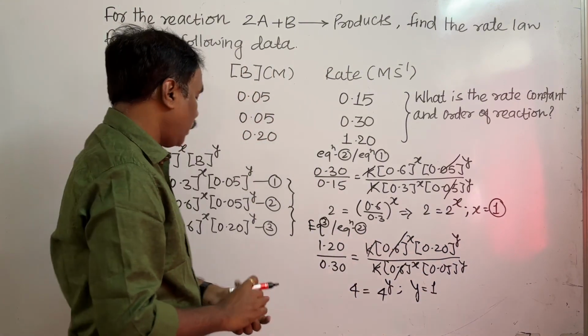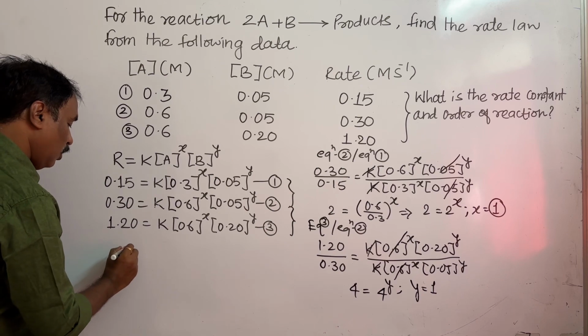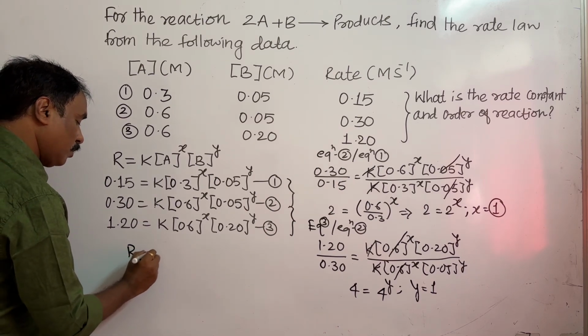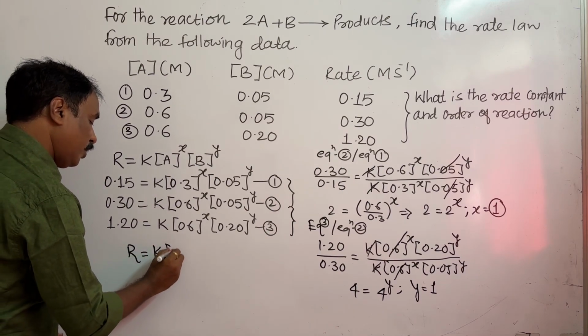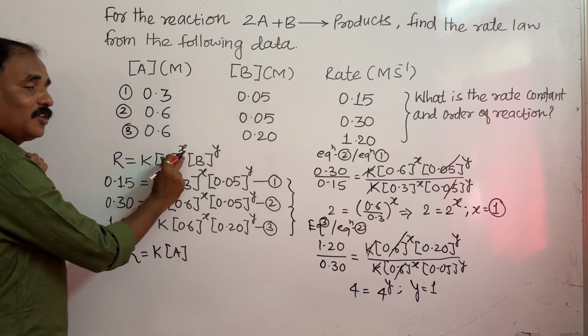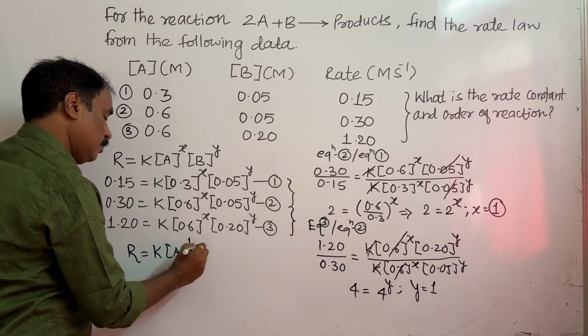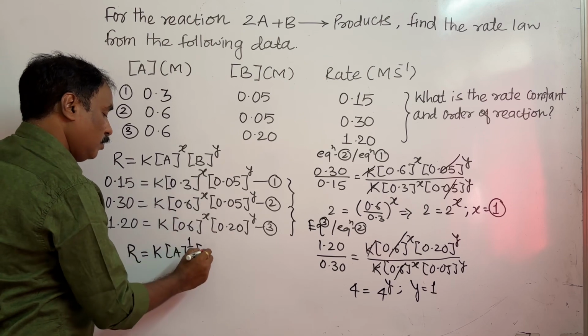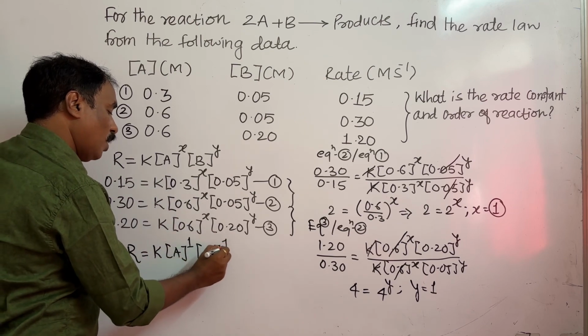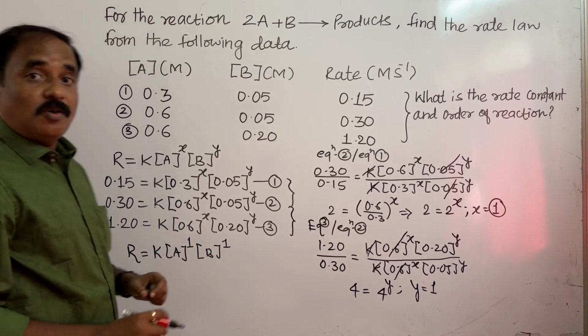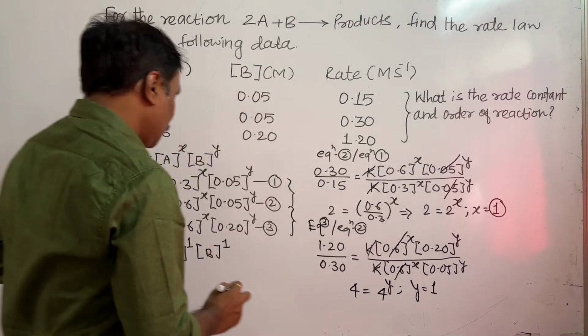So what is the overall rate law? So here rate law R is equal to K into concentration of A to the power x. What is the value of x? It is 1. And what is the value for B? B to the power 1. So what is the order of reaction? So what is the order of reaction?